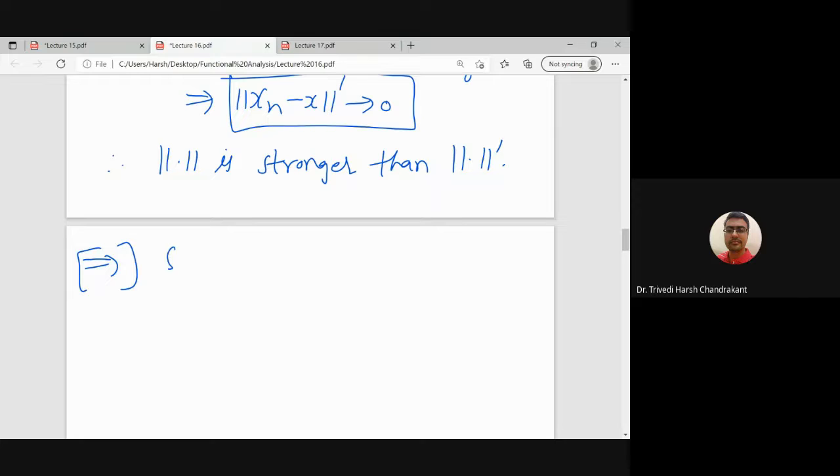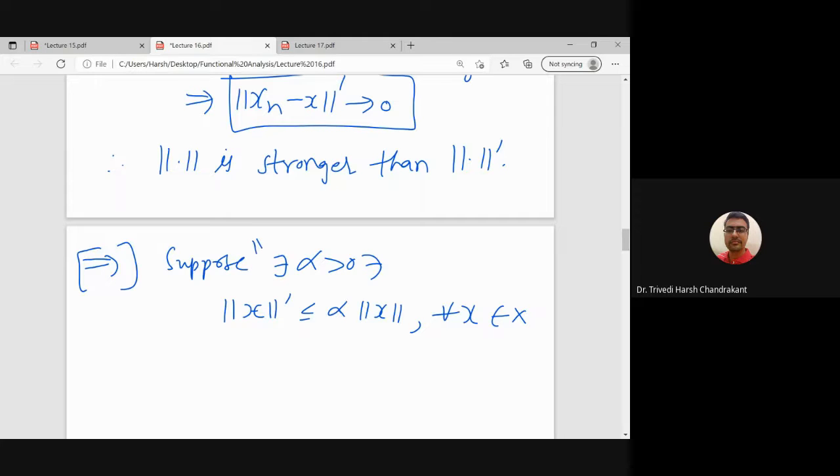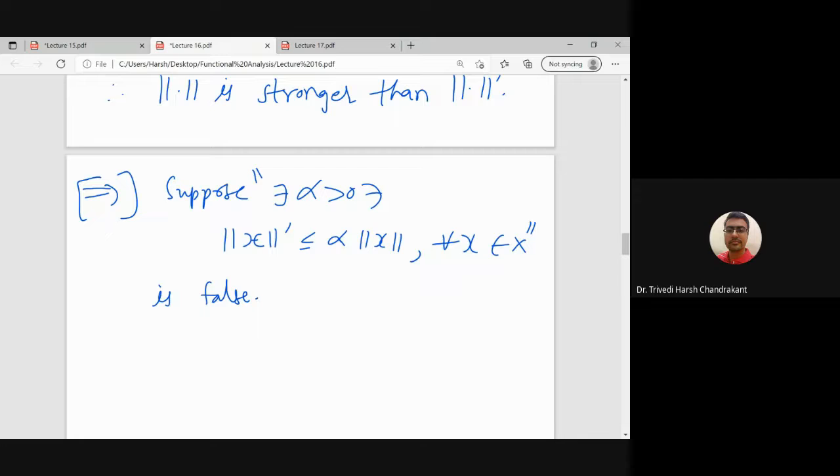So suppose there does not exist any alpha greater than 0 such that norm of x dash is less than or equal to alpha norm x for all x in X. So suppose this statement is false. So that does not hold. Basically, that is what we want to say.